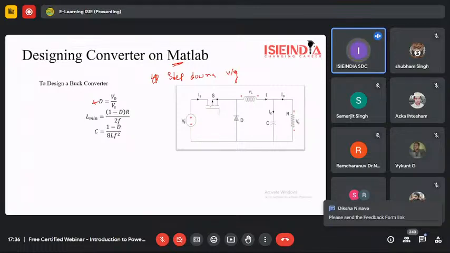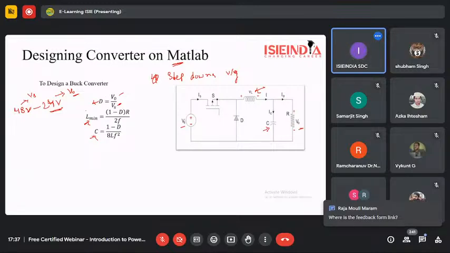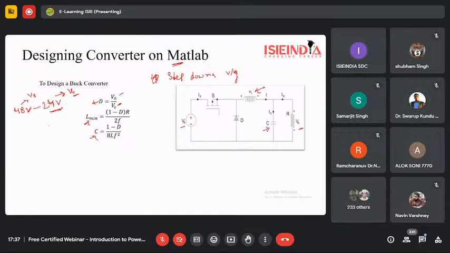So how will we get the required output? Let's suppose I want to convert 48 volt to 24 volt. The 48 volt will be Vs, and this one will be V output. What will be the duty ratio? Yes, 0.5. Now we want a resistance value. As per the requirement, suppose you want to design this chopper for 100 watt. What will be the value of R? Can anyone tell me?